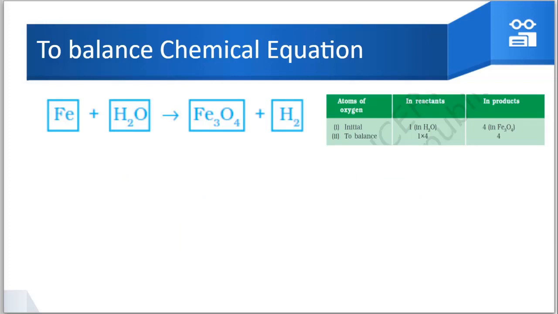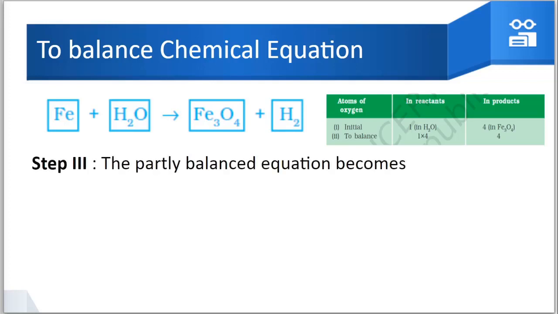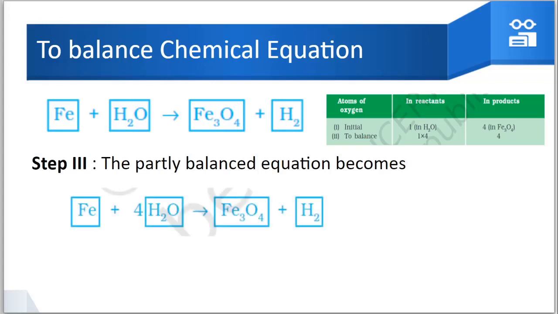Now to equalize the number of atoms, it must be remembered that we cannot alter the formula of the compounds or elements involved in the reactions. For example, to balance oxygen atoms, we can put coefficient 4 as 4 into H2O, not H2O4, or H2O in brackets with 4 outside the bracket. That is not the right way. So the partly balanced equation becomes Fe plus 4H2O, that gives Fe3O4 plus H2. So this is the partly balanced equation.